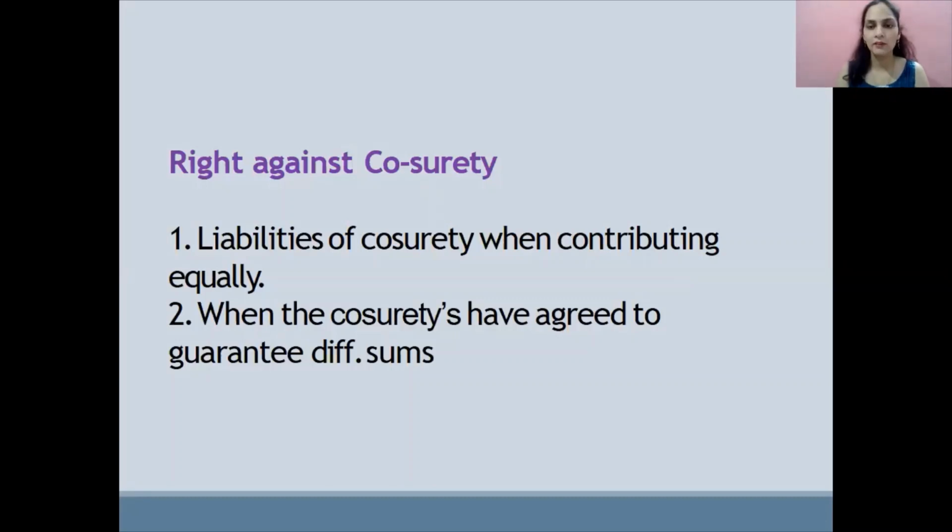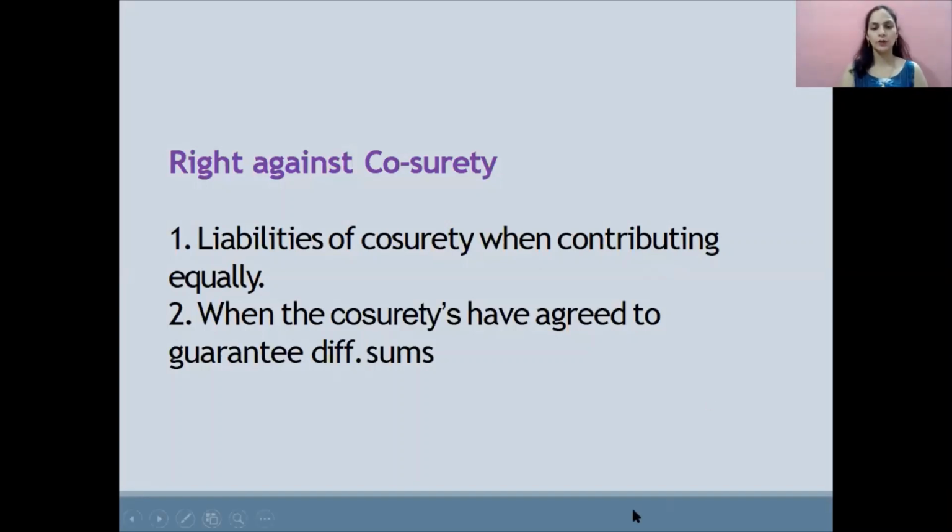So they have certain rights as well. First, liabilities of co-sureties when contributing equally. If for the loan amount of 10 lakhs, all the three parties are contributing in 1:1:1 ratio, then all the benefits of securities and all the benefits of the new creditor will be enjoyed by them in equal ratio.